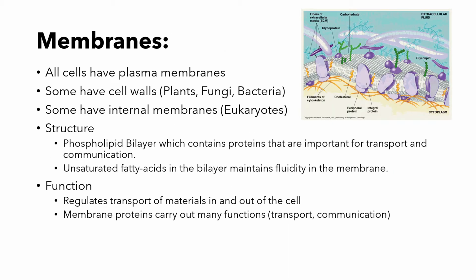So now that we've talked about organelles, how organelles interact with the environment, and the origins of some of the organelles, let's now go on to membranes. Membranes exist within all cells, at least plasma membranes do. So in prokaryotic and eukaryotic cells, so plants, fungi, bacteria, animals, there's always a plasma membrane.